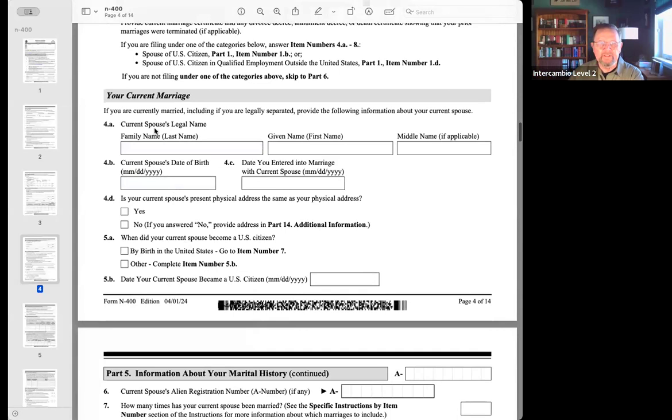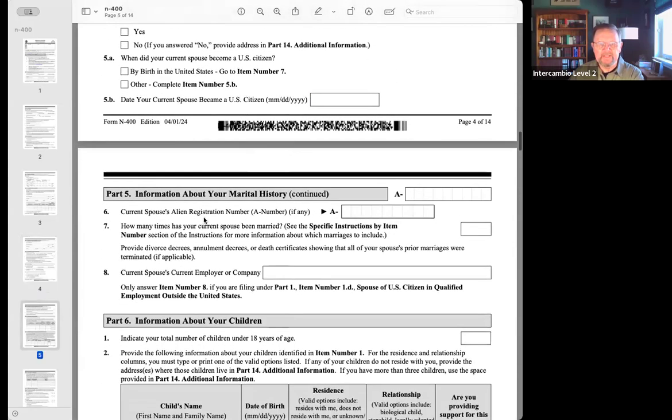On your current marriage, you have to provide your husband or wife's name, their birth date, the date they were married, and whether your current spouse's present address is the same or different than yours. And when did your current spouse become a U.S. citizen? If they're a citizen by birth, they were born here. Otherwise, it would be the date they became a citizen. If they're a citizen by birth, then you would put NA here.